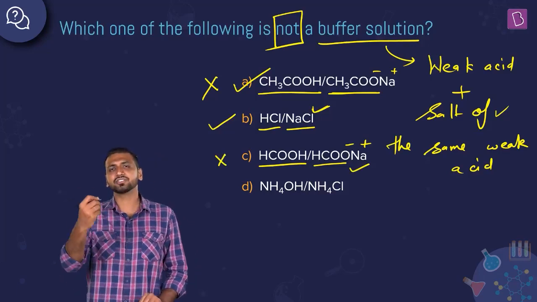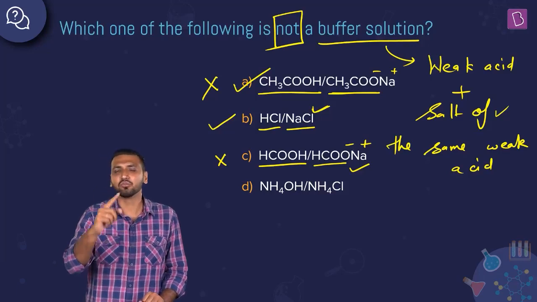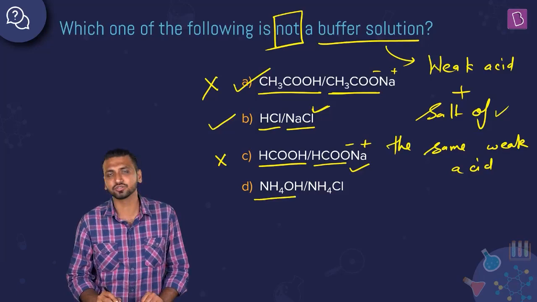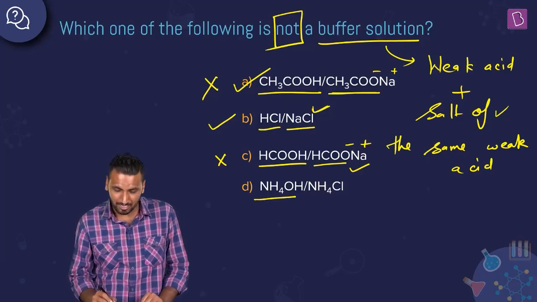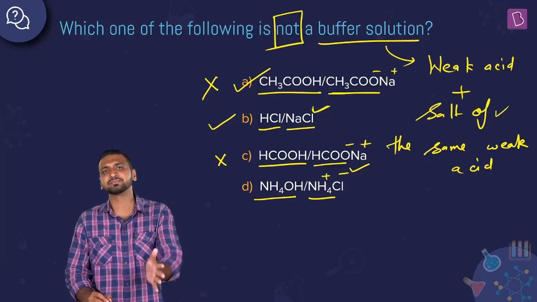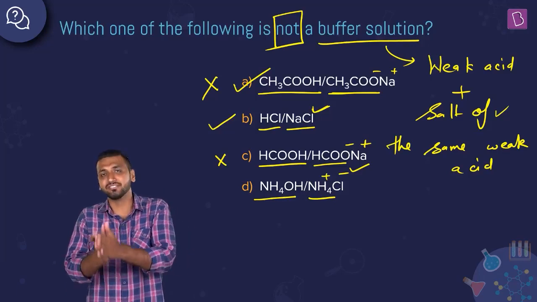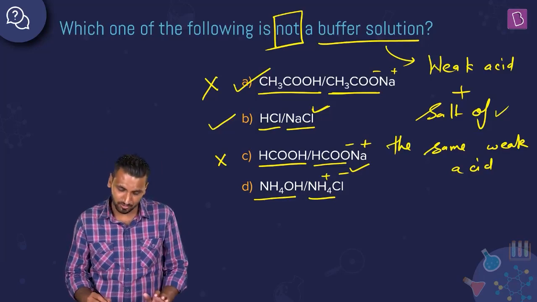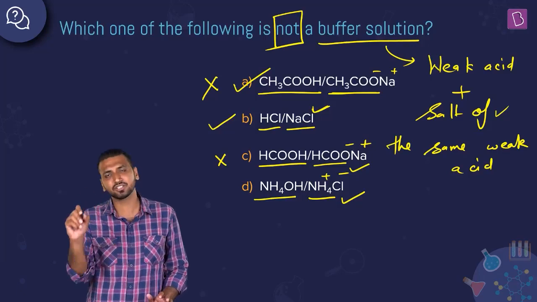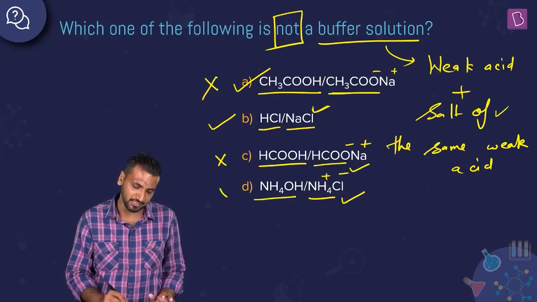Next, if I ask you to give me an example of a weak base, the very first answer from most of you will be ammonium hydroxide, NH4OH. So NH4OH is a weak base. Ammonium chloride, NH4 plus Cl minus. You have a weak base. You have a salt of the conjugate of the weak base. Okay, cool. Both the conditions are satisfied. You have the weak base. You have the conjugate part. Yes, it is a buffer solution and not the answer.